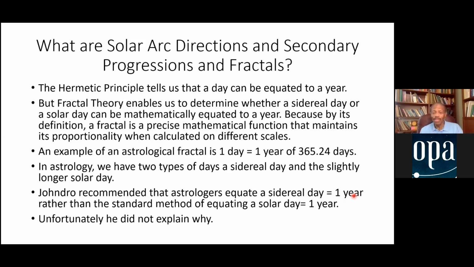In astrology, we have two types of days, a sidereal day and the slightly longer solar day. Johndro recommended that astrologers equate a sidereal day to 1 year rather than the standard method of equating a solar day to 1 year. Unfortunately, in his book, he didn't explain why. He just said it was beyond the scope of the book at the time. And so I had to figure out why he recommended that and why that was better, which I will show you during this presentation.